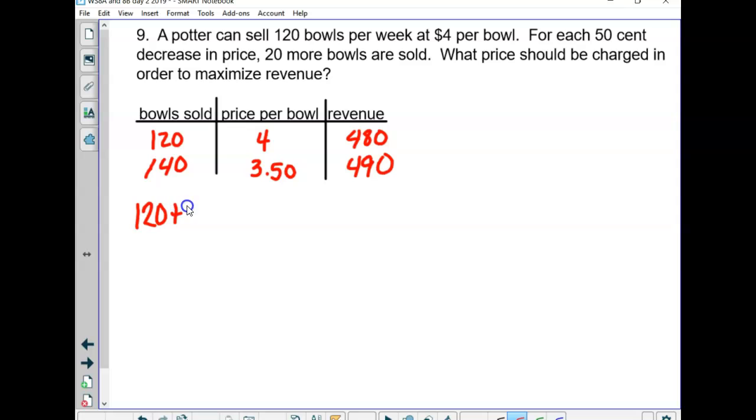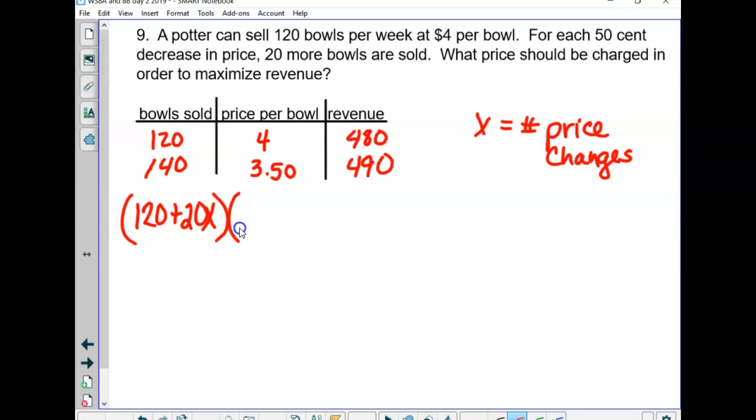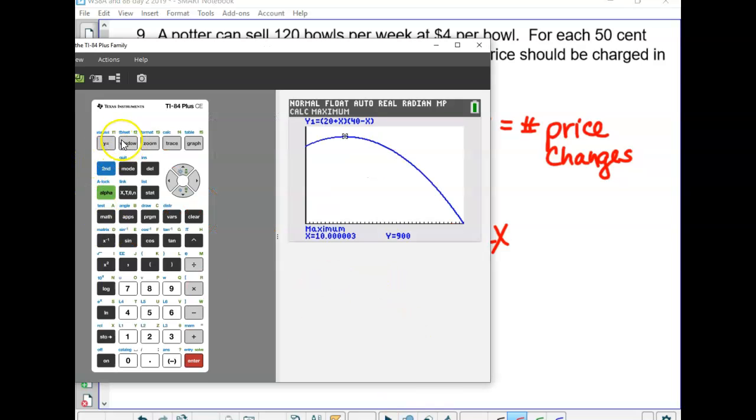Okay. So what is this one going up by? This one's going up by, from 120, it's going up by 20s. So X is actually the number of price changes. It's not the actual price, okay? And this one started, just kidding, it's the number of additional bowls. It's the same thing, number of price changes. So this one started at 4, but it's going down by what? 50 cents every X. Okay, so then we'd need to graph it and find the max. Can you guys work on that while I pass this out?